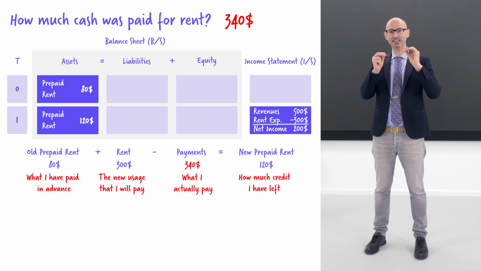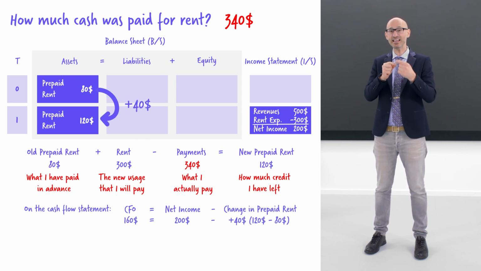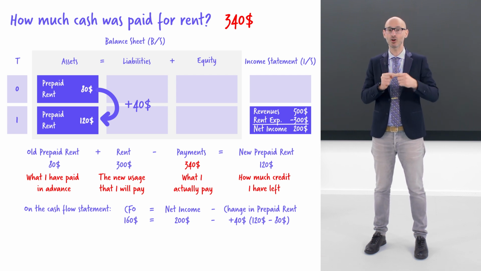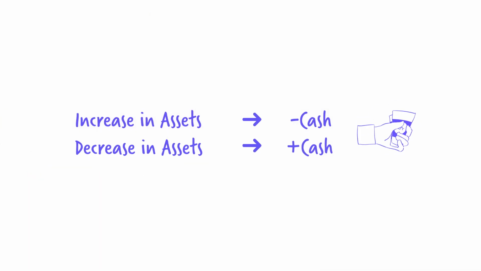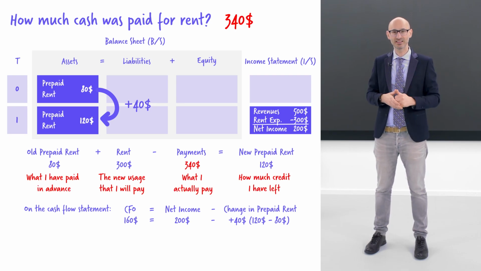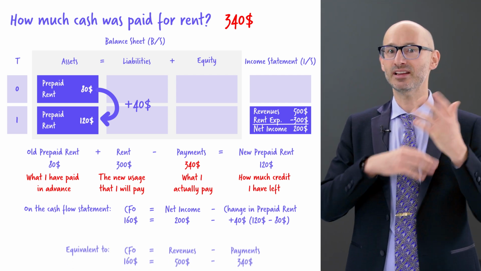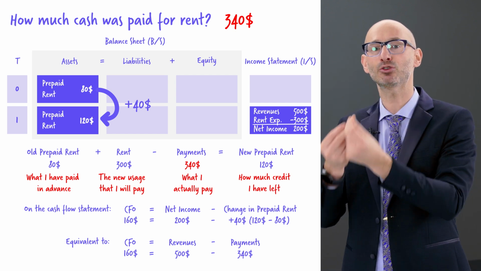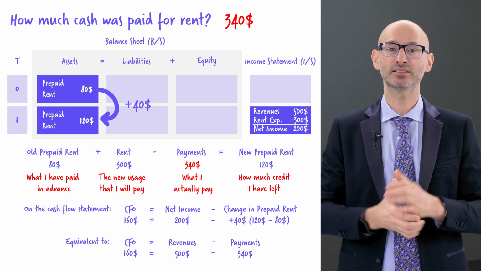If we think of this from a cash flow perspective, the CFO of 160 equals net income minus the change in prepaid rent. The change in prepaid rent always has a minus sign in front of it. The more operating assets you have, the less cash you have. This is logical. This all ties together very sweetly. We received 500 of cash from revenues and we paid 340 for the rent. The difference is 160, which is the same number we got in the CFO.